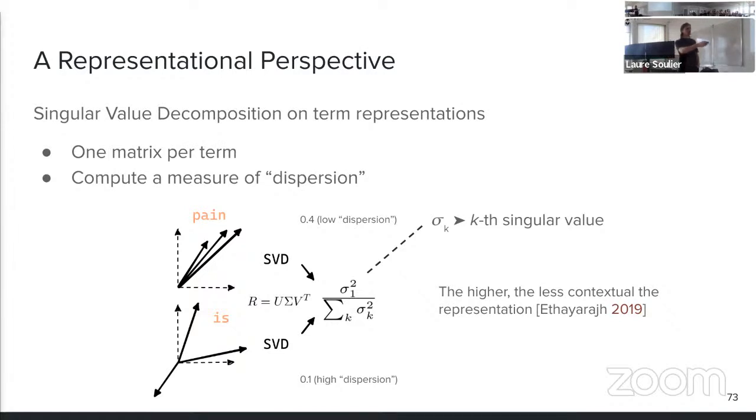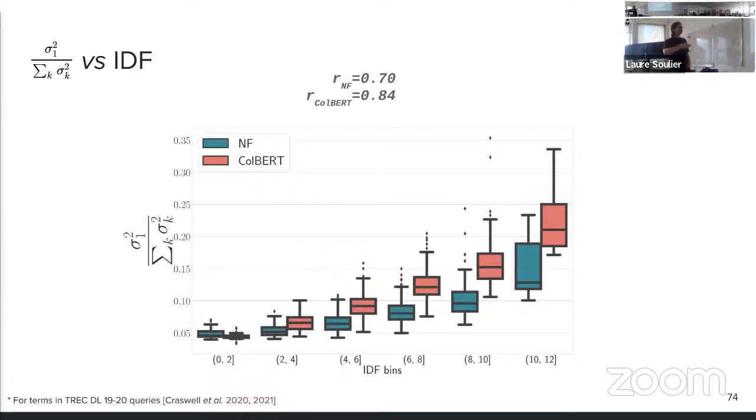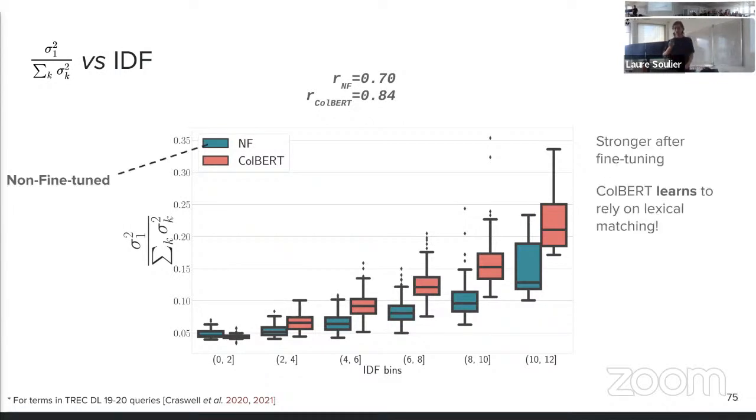And if this ratio is high, it means that the embeddings are not so contextualized in the end. And once again, we plot this measure against IDF. And what we observe is actually a high correlation between the two values, which means that for terms with high IDF, the embeddings tend to be more static. And what is really interesting is that this property is reinforced if you fine-tune your model, which means that when you train your ColBERT model on relevance data, it learns to rely on lexical matching for important terms.